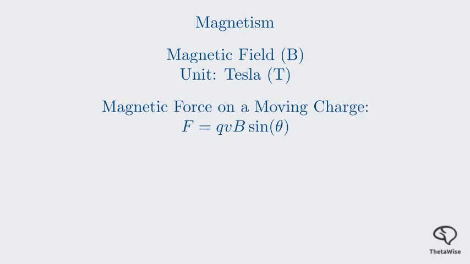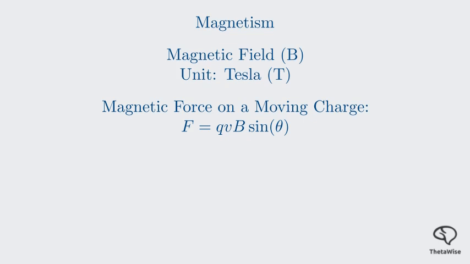This is described by the magnetic force law, or the Lorentz force. The force, F, on a charged particle Q, moving with a velocity v in a magnetic field B, is given by F equals qvB sine theta. Let's break this down. Q is the charge, v is its speed, and B is the strength of the magnetic field. Theta is the angle between the particle's velocity vector and the magnetic field vector. The sine theta term tells us something very important.